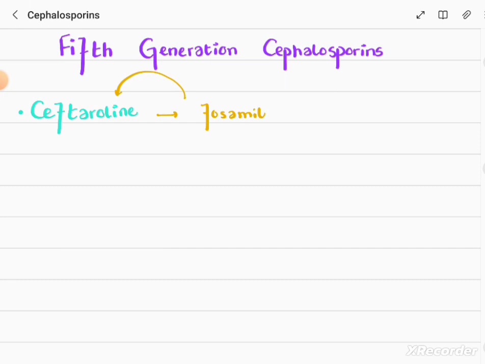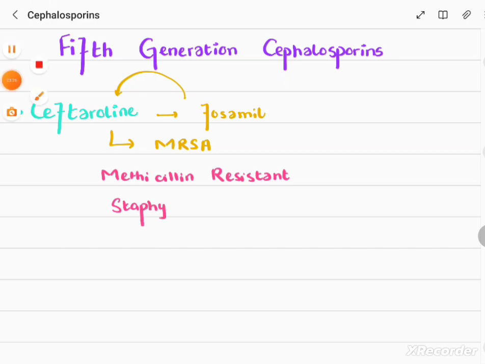And the most unique characteristic of this drug is that it is the only cephalosporin that has activity against MRSA. MRSA is basically methicillin resistant Staph aureus, and all the other cephalosporins are usually resistant to this bacteria. Ceftaroline is the only cephalosporin that has activity against MRSA. So this was all about the cephalosporins.